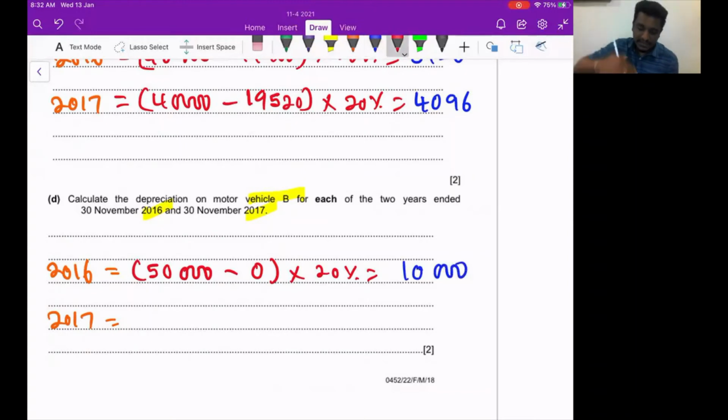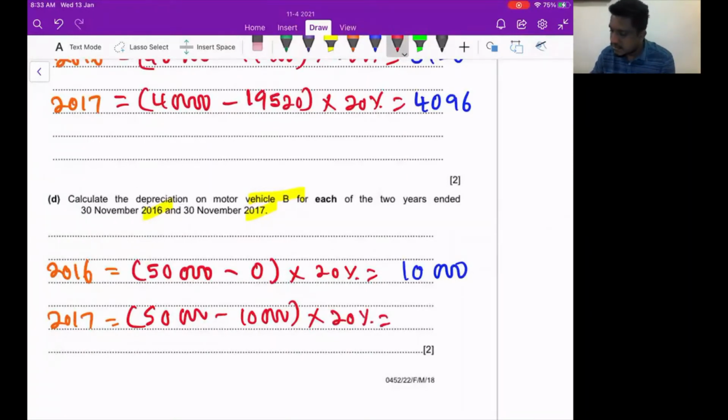The following year, 50,000 minus 10,000, the previous year's depreciation, which is the accumulated depreciation. 50,000 minus 10,000 times 20%, I get 8,000. 8,000 will be my depreciation for motor vehicle B in the second year. Okay, that's it for question number 6. After this, we'll do question number 7.